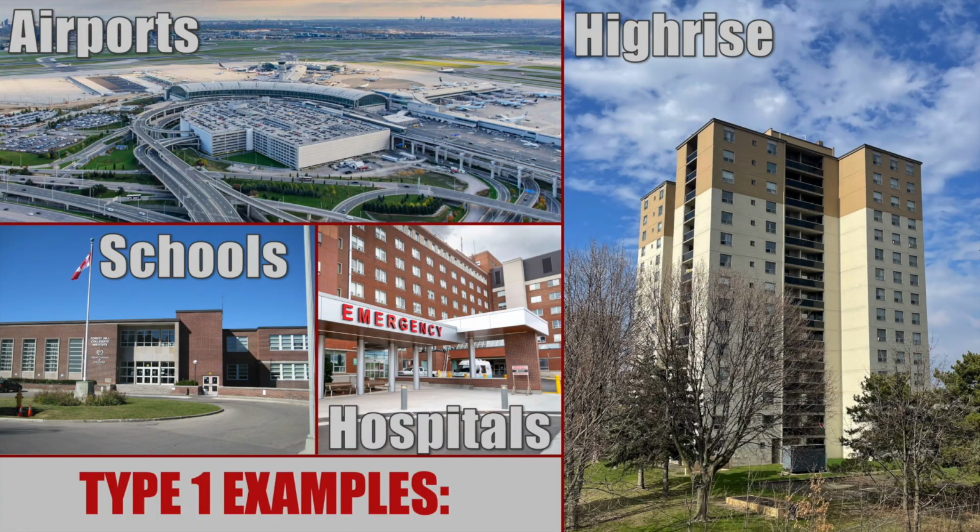Some examples of type 1 building construction. In the top left is an airport. Bottom left, some schools would be type 1. I've also seen some schools fall into type 2 category. Hospitals are usually type 1. And the most common that I run into is the picture on the right here, which is a high-rise building.